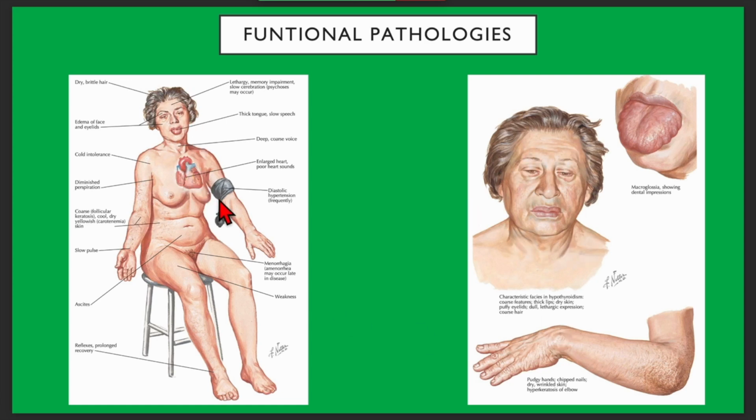You see the heart problems, diastolic hypertension, problems with the reproductive system, the muscle problems, the reflexes are prolonged. Yeah, cold intolerance, the hair is dry and brittle. Yeah, so that's the hypothyroidism. These are pictures from Netter, by the way.